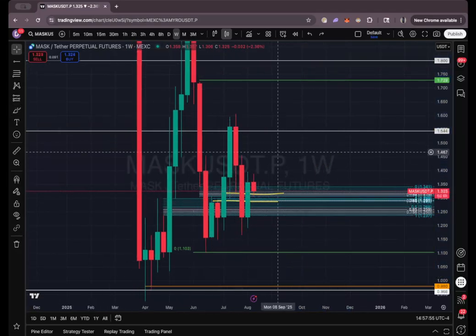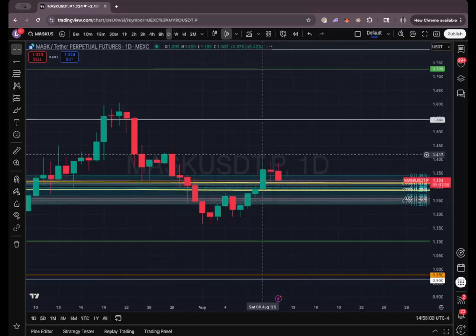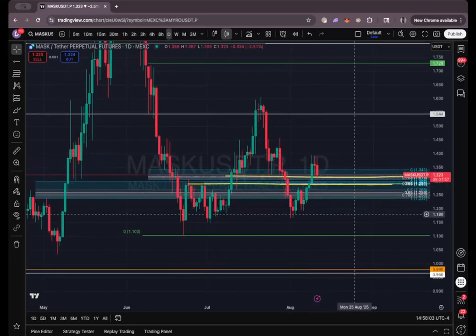This weekly here is still printing, and we just opened, so I personally wouldn't touch mask here yet.